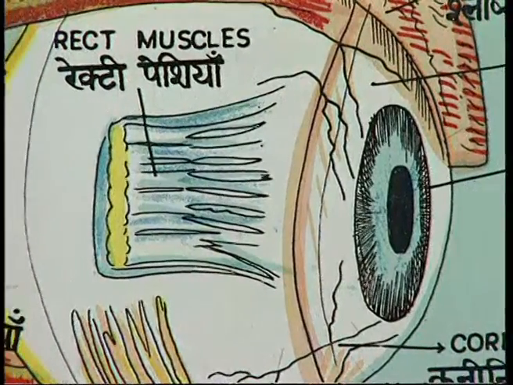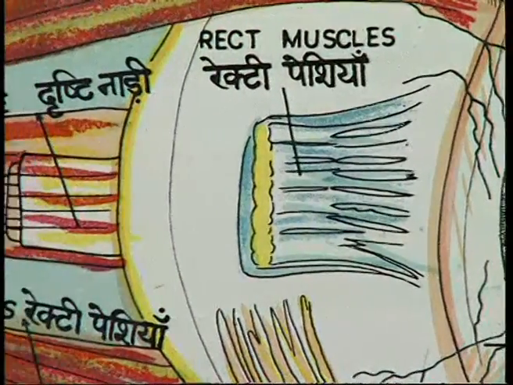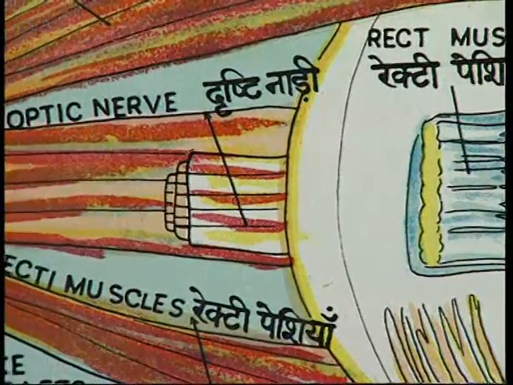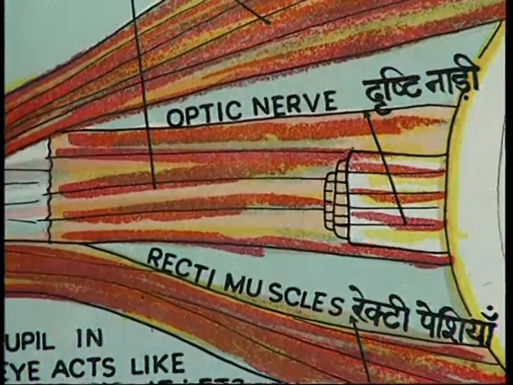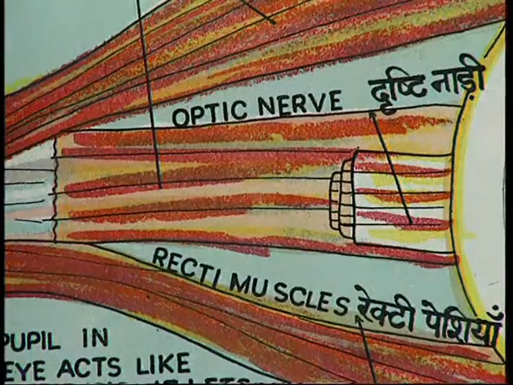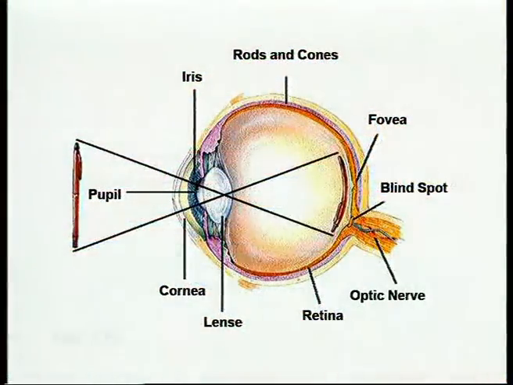Towards the inner side of the rod and cone cell layer, bipolar neurons are found. Towards the inside of bipolar neurons, ganglionic cells are found. One important point: the axons of ganglionic cells are very long and form the optic nerve fibers. Optic nerve fibers are actually the axons of ganglionic cells. These optic nerve fibers pass out from the eyeball through an opening, and this place is called the blind spot.